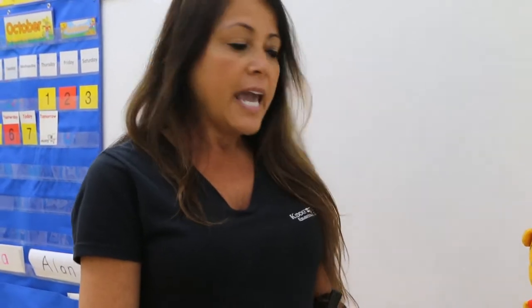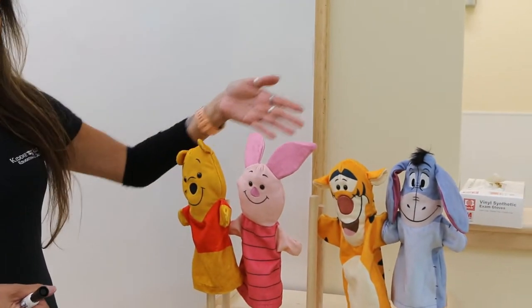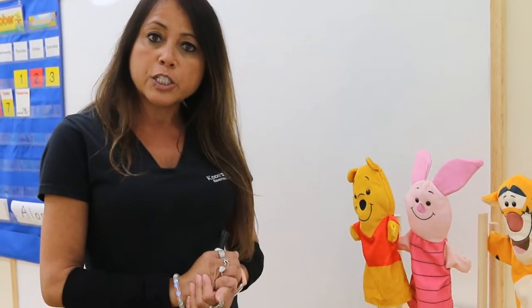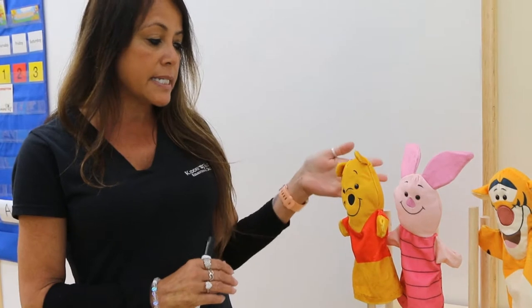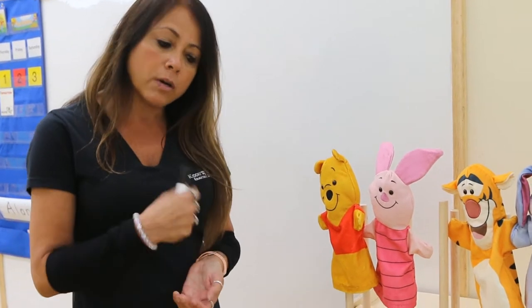Okay, so we're going to practice doing some writing today. And I wanted to introduce you to our friends that we had from our story. We have Winnie the Pooh, Piglet, Tigger, and Eeyore. So if you can go get a piece of paper and a pencil, we can do it together. And we're going to be practicing Pooh and Piglet and the letters that it takes to make their names. So while you go do that, I'll come over to the board.